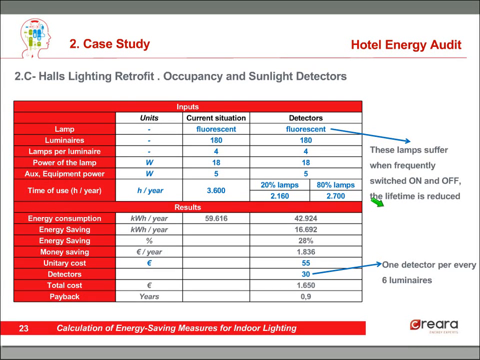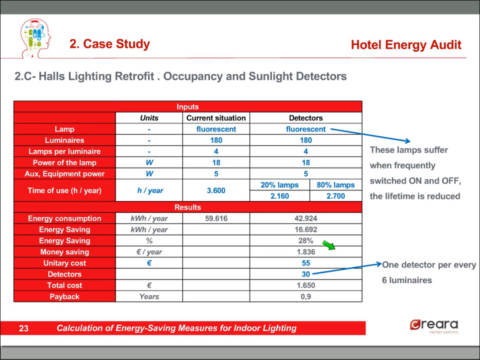So the energy consumption with our formula right now is 59,616, and after the measure it is 42,924. The energy saving is the first minus the second, 16,692. This is an energy saving of 28%. For the money saving, we just use the cost of the energy. We said 11 cents. So it's 1,836 euros a year.